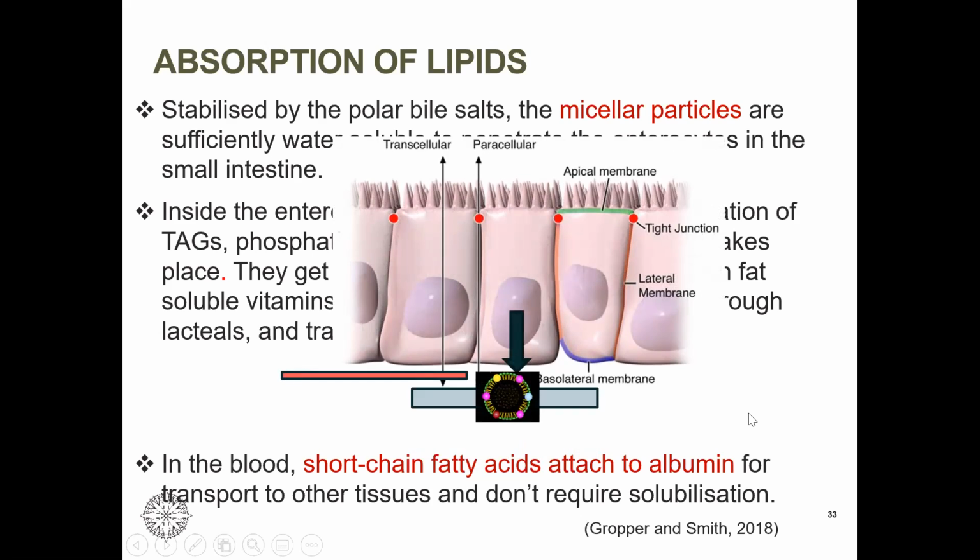So that's a fascinating thing. And all your fat-soluble vitamins will go with this. But if there are short chain fatty acids, then they attach to albumin and can freely move around in the blood. But when we are talking about the slightly bigger fatty acids, they have to go as chylomicrons.